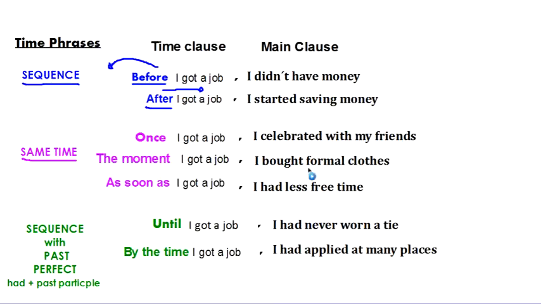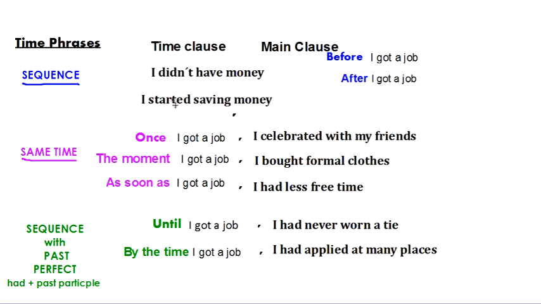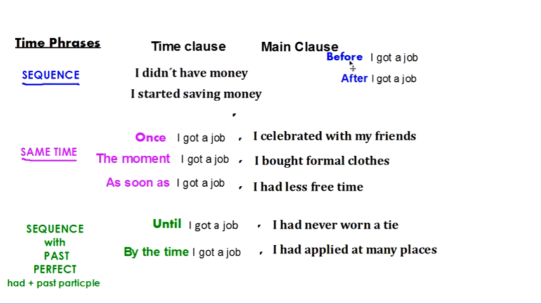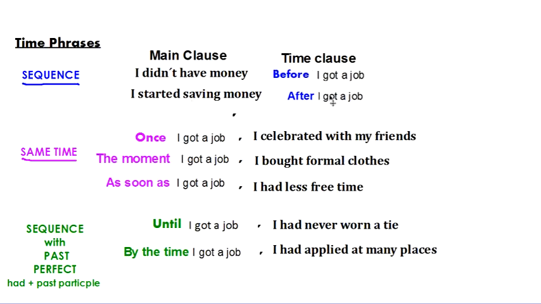And let's look back at this certain example that we had. And I just wanted to show you that, again, with the time clause, we use our time phrases, and then we use the main clause, right? But we don't always have to use this order. I can talk about my time clause first. I can talk about the main clause first and the time clause second, right? So again, I can say, I didn't have money before I got a job, or I started saving money after I got a job. And the same goes with any of these, basically.